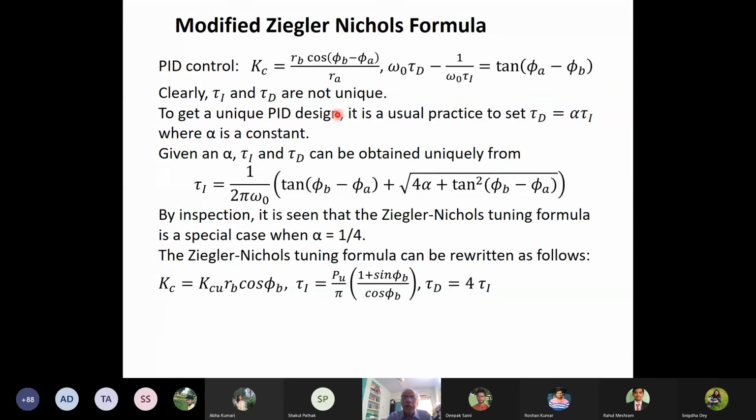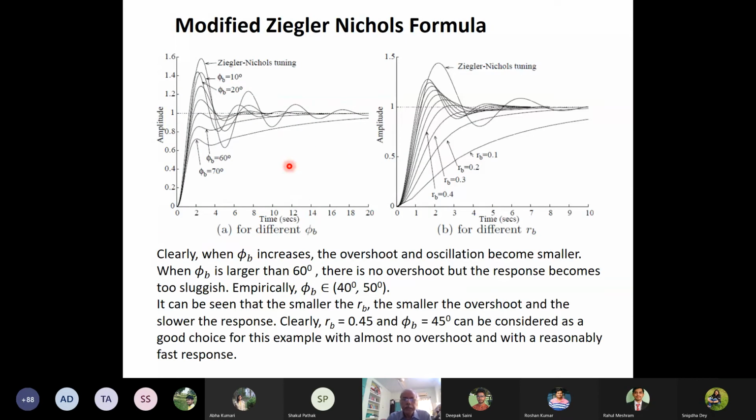How do I get this RB, RA, phi B and phi A? The recommendations are like this. If I implement this for a first order with dead time process, for different phi B, we will have this kind of relationship. As phi B increases, the response becomes faster, but with oscillations.